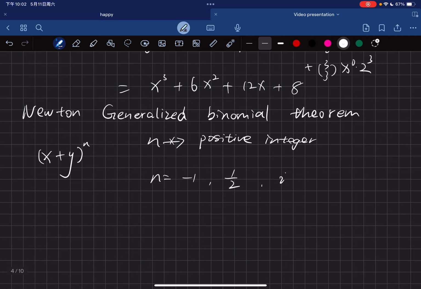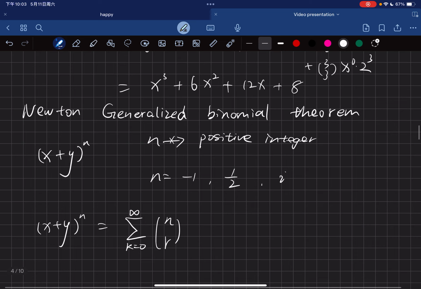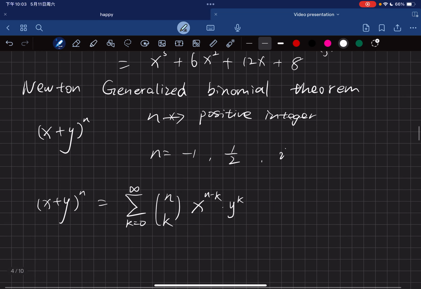So here's the equation: x plus y to the power of n, since n is not a positive integer, is the sum from k equals 0 to infinity of the binomial coefficient n choose k, times x to the power of n minus k times y to the power of k. This is the formula.